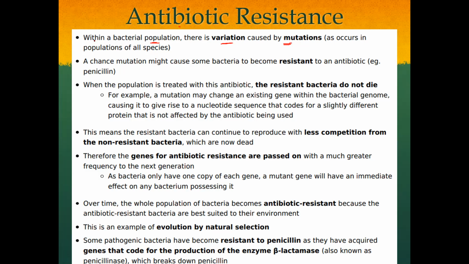Okay, for example, let's say the bacteria became resistant to penicillin. When the population is treated with this antibiotic, the resistant bacteria would not die, because they have become resistant; penicillin is not working on them. So what is happening in this case? The resistant bacteria will continue to grow.